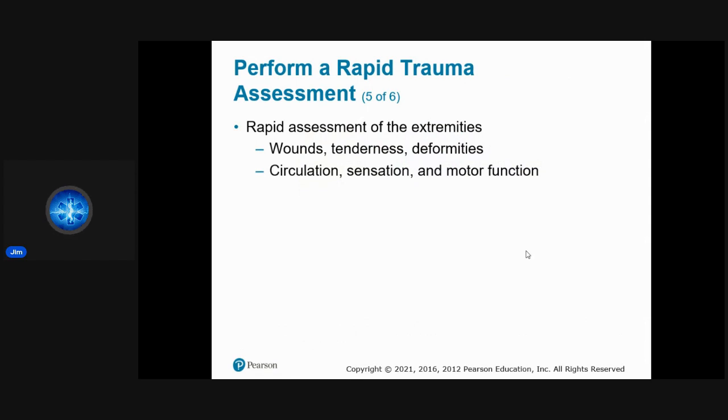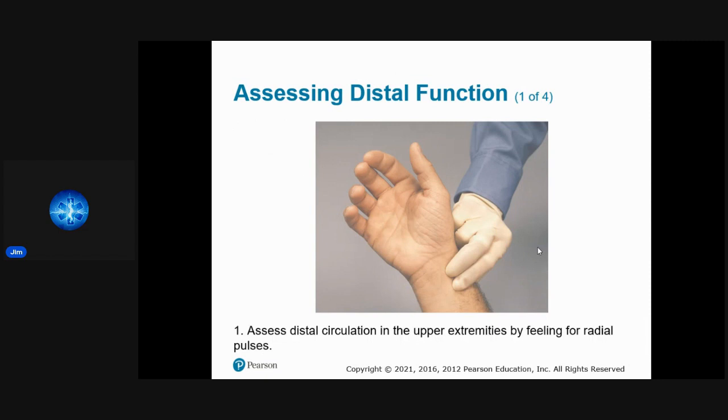Then we're going to assess the extremities, usually the lower first, since we're already down there at the pelvis, and then we'll move to the upper. We're looking for wounds, tenderness, deformities. We're looking for that PMS: pulse, sensation, and motor function. Assessing distal circulation, if the upper extremity, by feeling the radial pulse. So if we have an injury, we're going to feel for a distal pulse to make sure that the blood is still circulating.